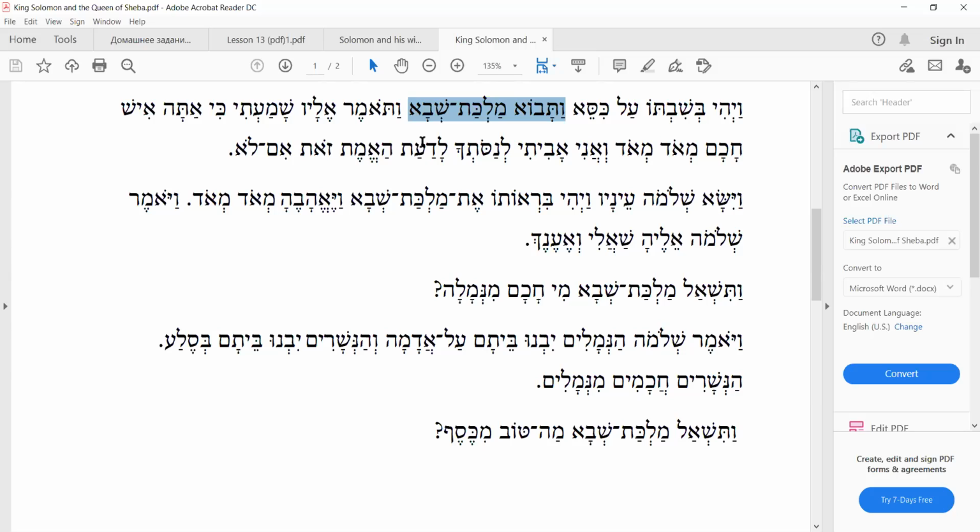Vetavo Malkat Sheva. And the queen of Sheba entered. Yes, correct. Vatomer elav. And said to him. Okay, very well. I have heard that you are a wise man. Ish hakam meot meot. Hakam is wise.